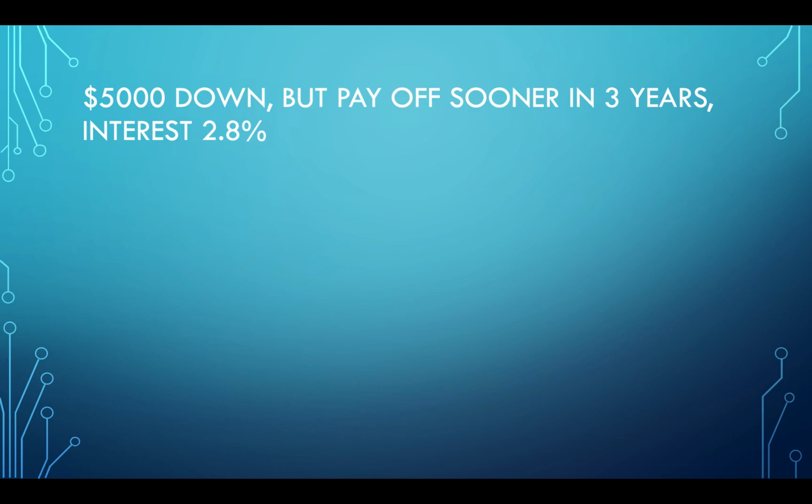Okay, so now we're going to work with the same problem. You put $5,000 down, but you really don't want to be stuck with a car payment for 5 or 6 years. You want to pay it off sooner. You want to do it in 3 years. So the bank says, great, now your interest rate is only 2.8%. So we go ahead and plug in our principal. Principal is still $23,000. 2.8%, we've got to convert that to a decimal, so we put 0.028. N is still 12, and our time is now 3 years.